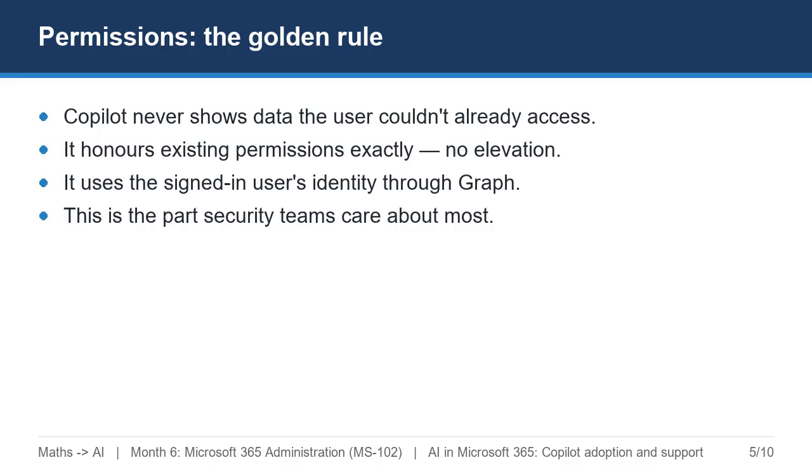Now the golden rule, and the part security teams and exam writers care about most. Copilot never shows a user data they couldn't already access on their own. It honors the exact same permissions the user already has, using their identity through Microsoft Graph. It does not elevate anything. So Copilot itself isn't a permissions risk in that sense. But there's an important catch coming up on the next slide.